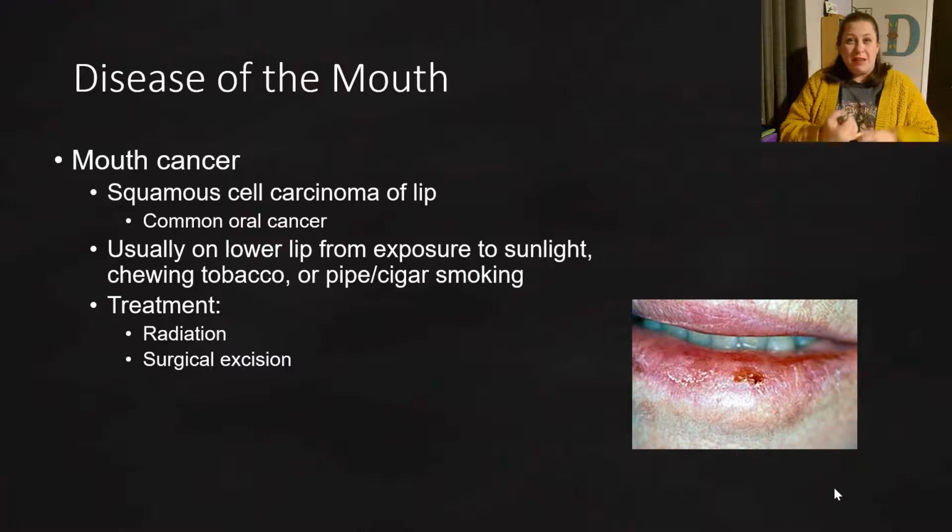Prevention. There are some things that can help prevent this. Decreased exposure to sunlight, because that's one of the precursors of this. We also see using sunscreen and wearing hats and things like that to help protect your face from the sun. And then also eliminating the use of tobacco products can also reduce your risk.